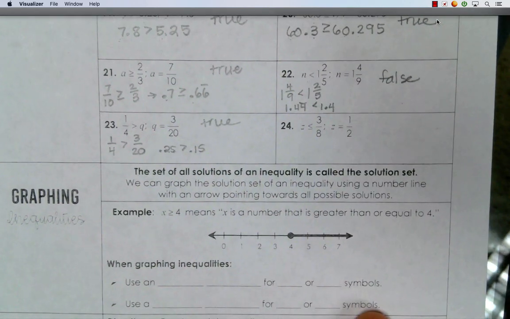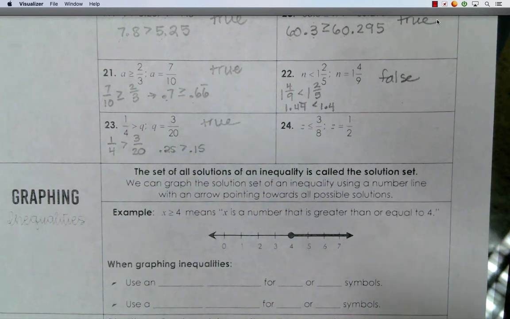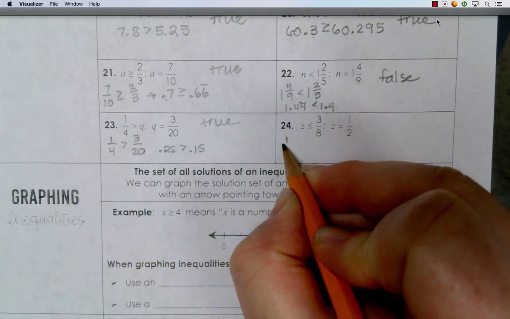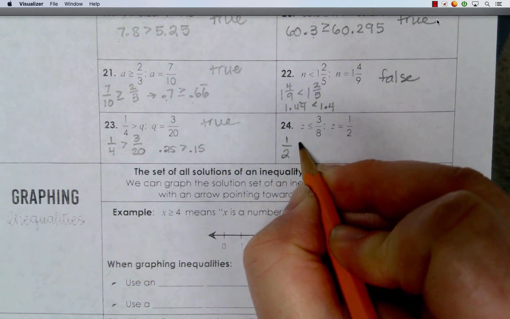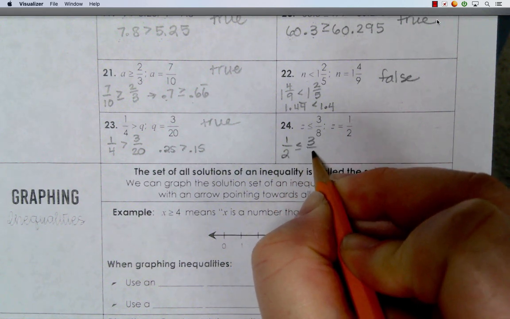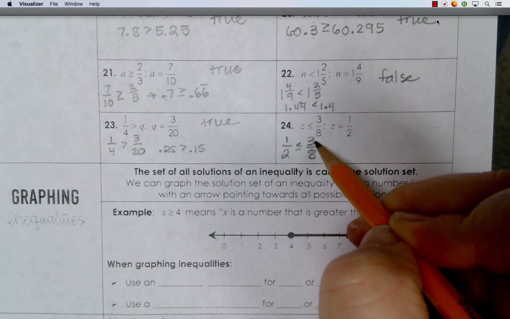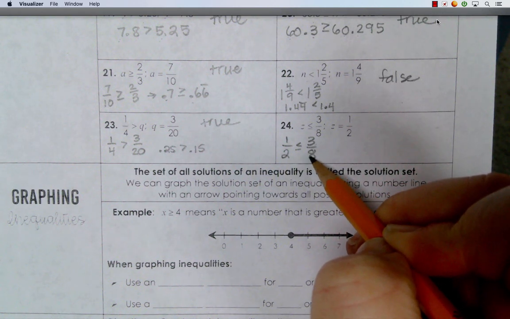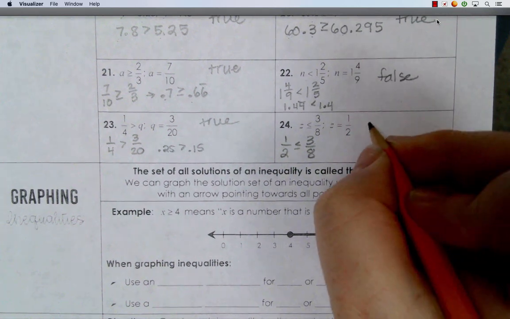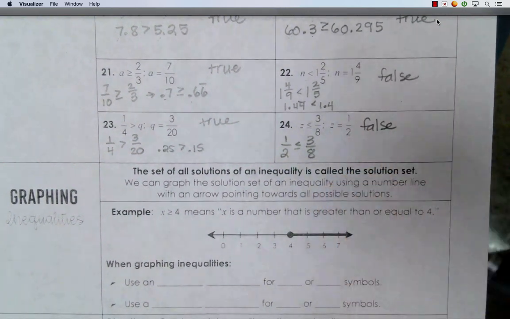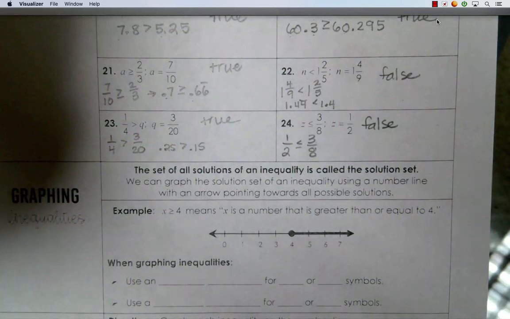Okay. Then I have Z is less than or equal to 3/8. So let's put it like this: 1/2 is less than or equal to 3/8. Well, I know 1/2 is 0.5, and I know 3/8 is less than half, so this is actually a false statement.